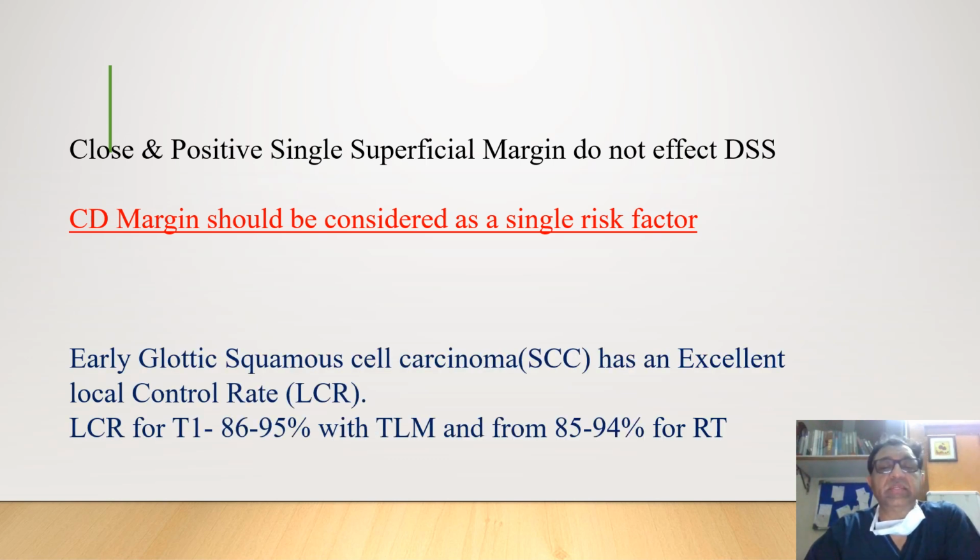Early glottic cancer has an excellent local control rate. LCR for T1 is 86 to 95% in various series, and it is almost the same with radiotherapy also, but there is a difference of 1% or 2% here and there.